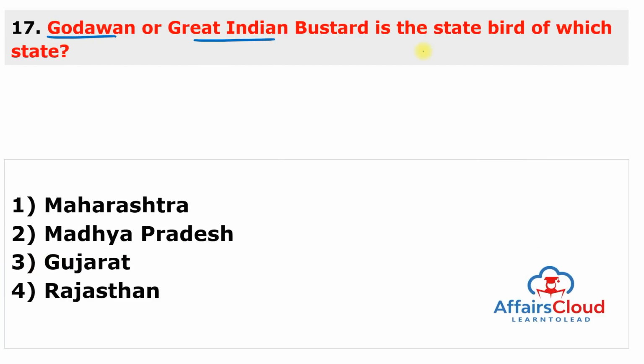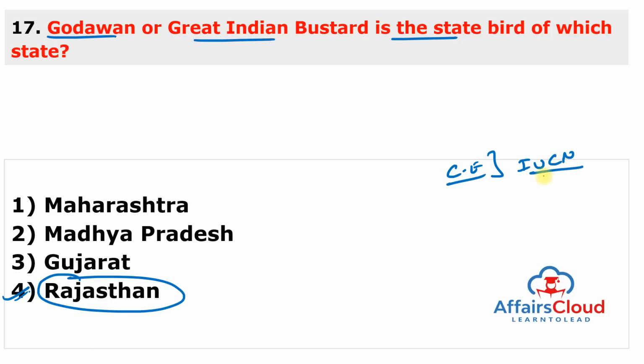Godawan or the Great Indian Bustard is the state bird of which state? State bird. This is Great Indian Bustard, and this is also known as Godawan, and this is the state bird of Rajasthan. Answer of this question is 4. So Great Indian Bustard is the state bird of Rajasthan, has been categorized as the critically endangered by the International Union for the Conservation of Nature or IUCN. This large bird found mainly in the Rajasthan and the Gujarat area.